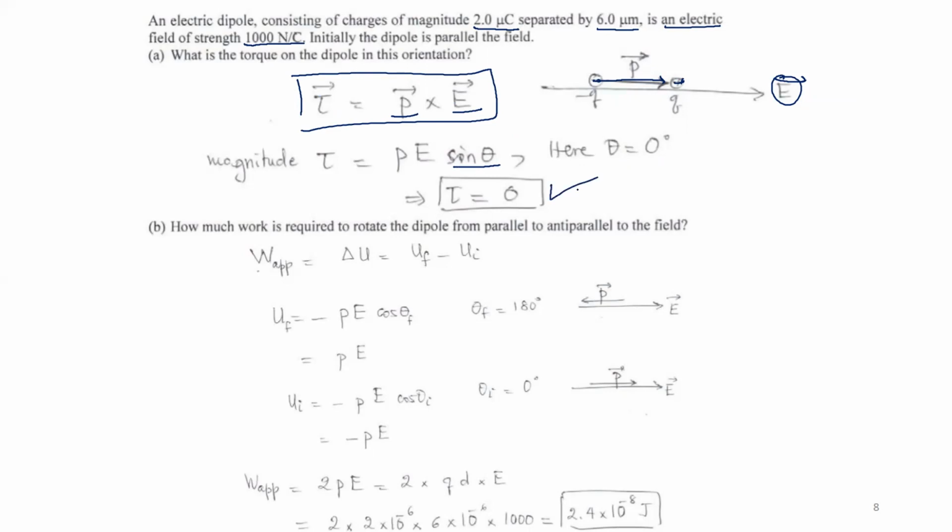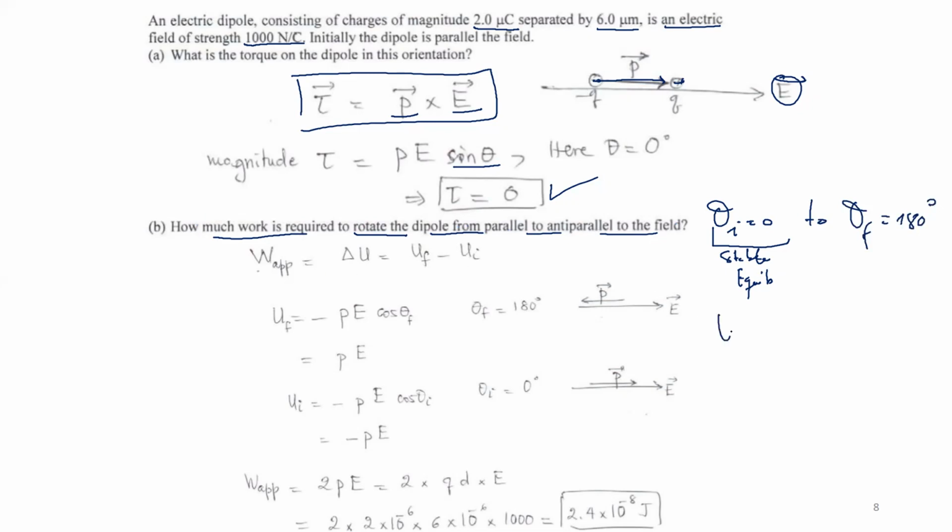And this tells you that once the dipole is aligned with the electric field, there is no torque. It wants to stay there forever and ever. Now, if I want to rotate it, I have to do work, and that work should be positive. And that's the next question. How much work is required to rotate the dipole from parallel to anti-parallel? I'm going from theta initial, which is 0, and by the way, this was a stable equilibrium position, to theta final, which is 180 degrees. So what is the work?